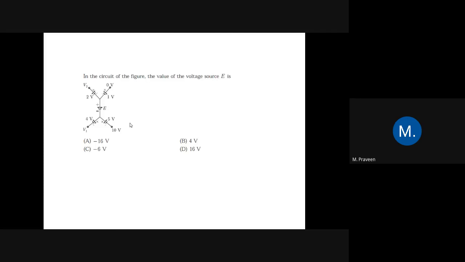In the circuit of the figure, the value of the voltage source E is dash. So very simple question, we have to find the voltage E. Four options are given: A is minus 16, B is 4, C is minus 6, D is 16 volt. Can you guess what the answer is? Okay, so you have to find what E is.